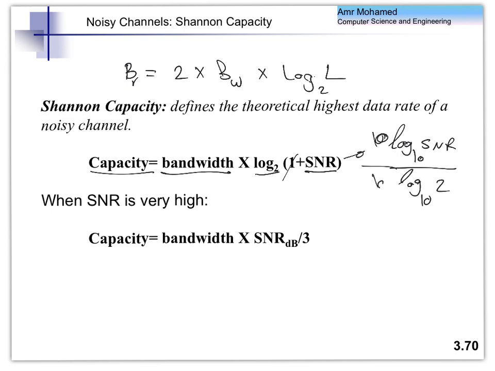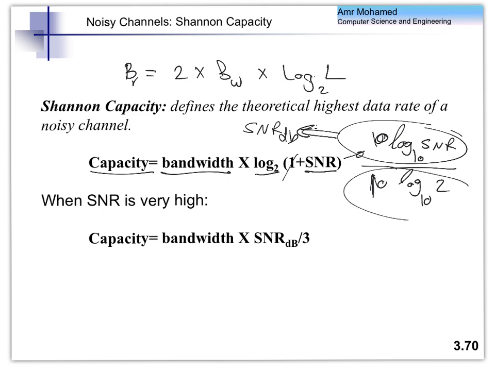Okay? So when you multiply by 10 here and 10 here, this is the SNR in dB. And this is clearly 3. So from here to here, the idea is that we neglect the 1. When we neglect the 1, it becomes SNR in decibel divided by 3. So sometimes this saves time, and we'll talk about scenarios where this equation actually saves you some time.